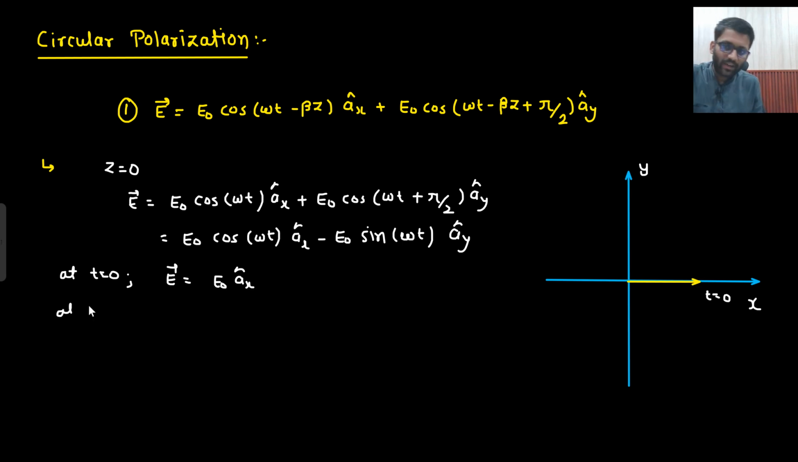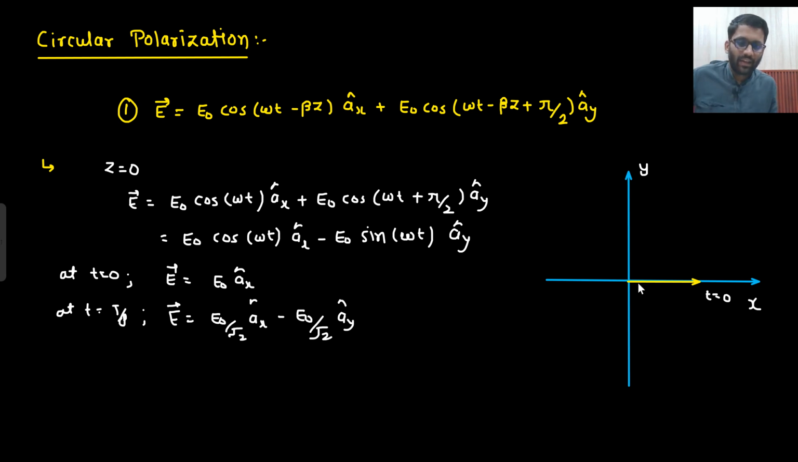Let's take the equivalent at t equals T by 8. What will be my omega t value? Omega t is 2 pi by T into T by 8, that would be pi by 4. So the omega t value will be pi by 4. What is cos pi by 4? E naught by under root 2, so E naught by under root 2 ax cap. And what is sin pi by 4? E naught by under root 2. So in the x direction E naught by under root 2, and in the minus y direction E naught by under root 2.